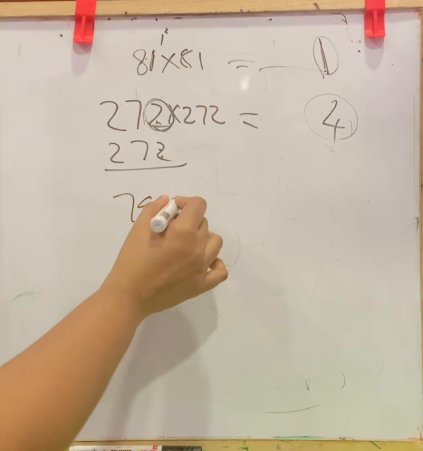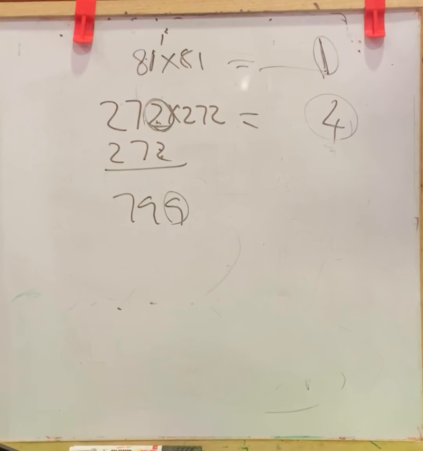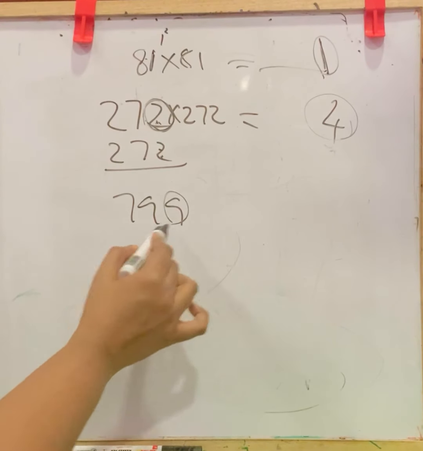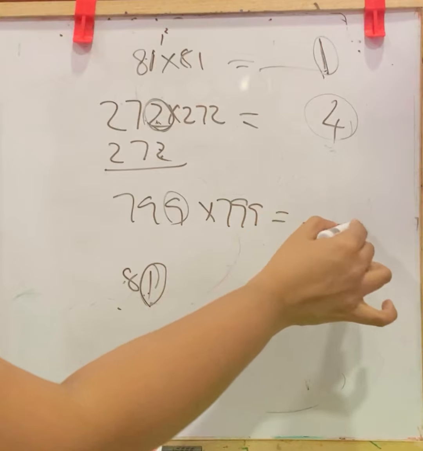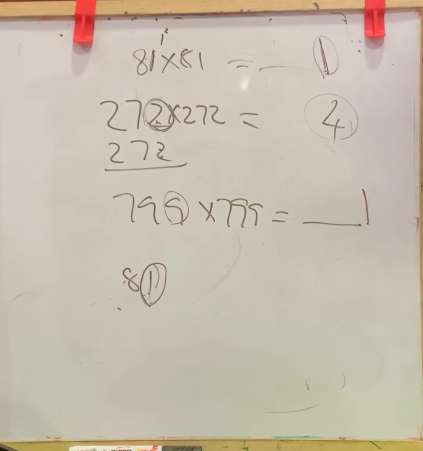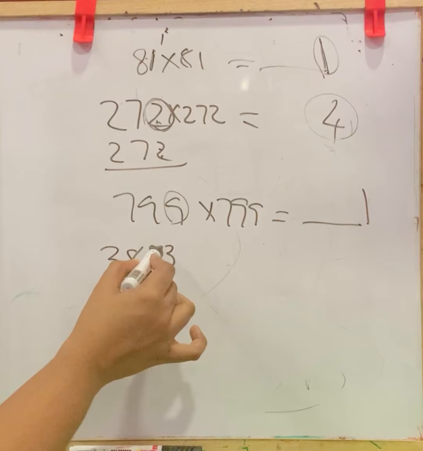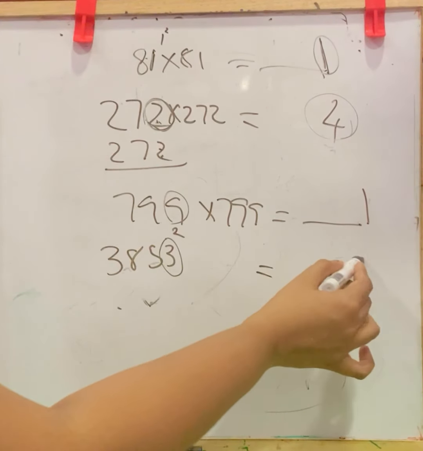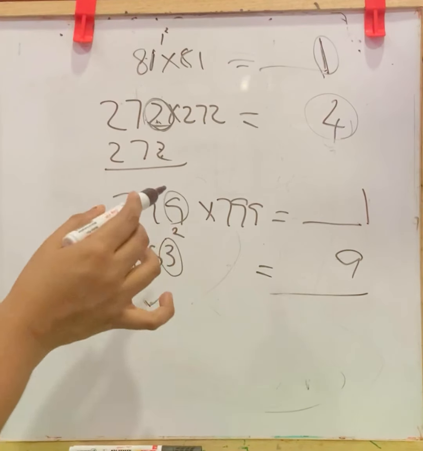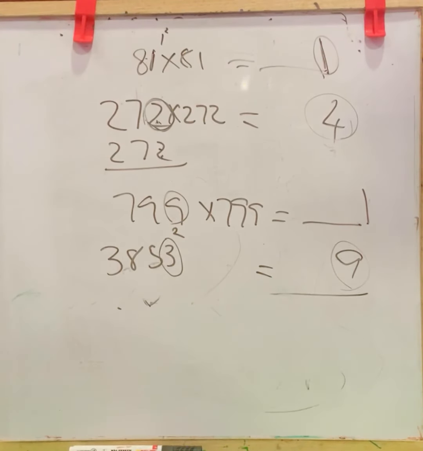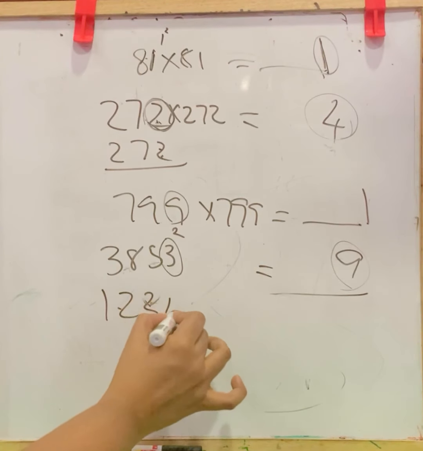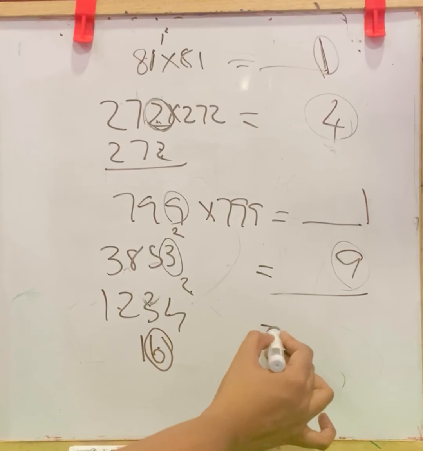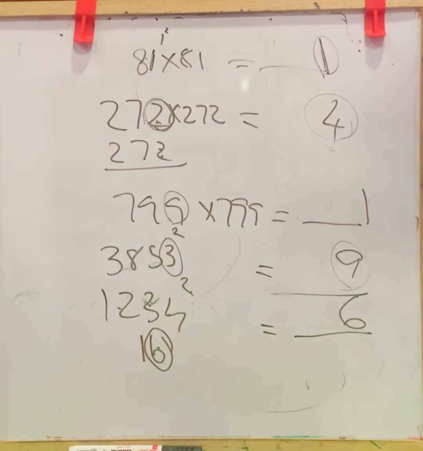So 799. What is the units place number? 9. 9 square is 81. In that, what is the units place number? 1. So this result's units place will also be 1. Next is 3853. Here 3 square is 9. So 3853 into 3853's result will also end with digit 9. Next 1, 2, 3, 4. Again 4 square is 16. In that the units place is 6. So in the result also the units place will be 6.